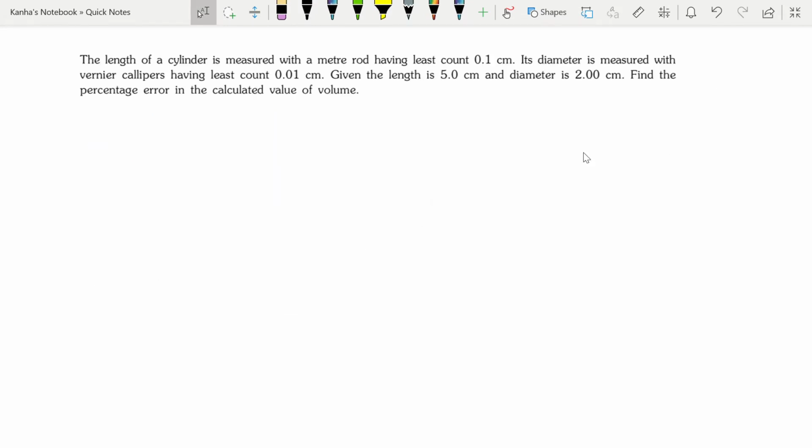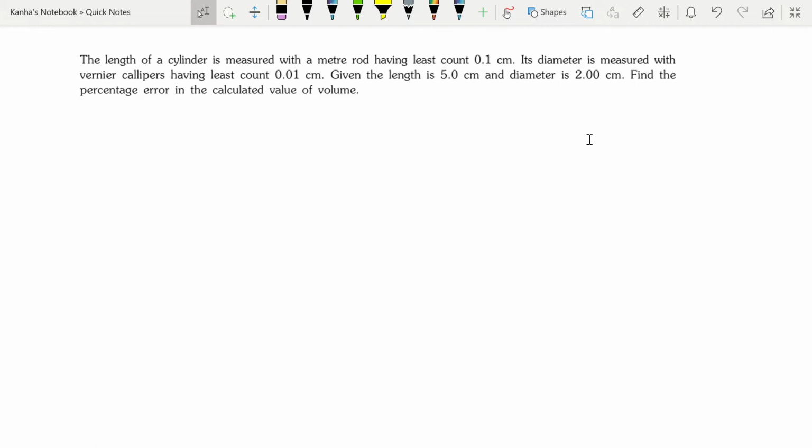Another previous year question is in front of you. The length of the cylinder is measured with a meter rod having the least count 0.1 centimeter. Its diameter is measured with vernier calipers having least count 0.01 centimeters. Given the length is 5 and diameter is 2, I need to find the percentage error in the calculated value of the volume.